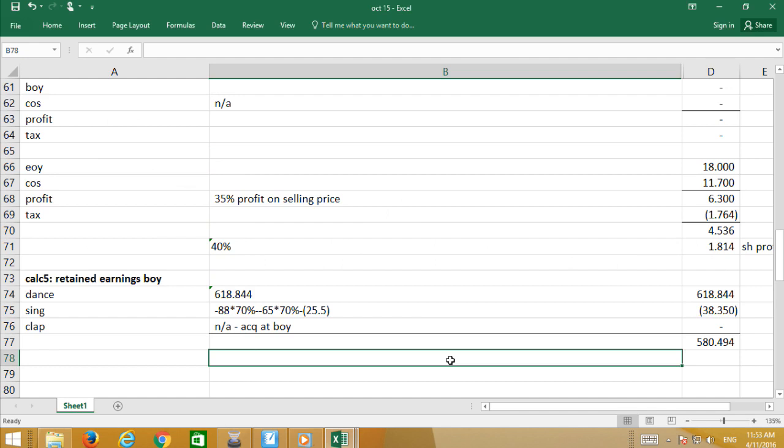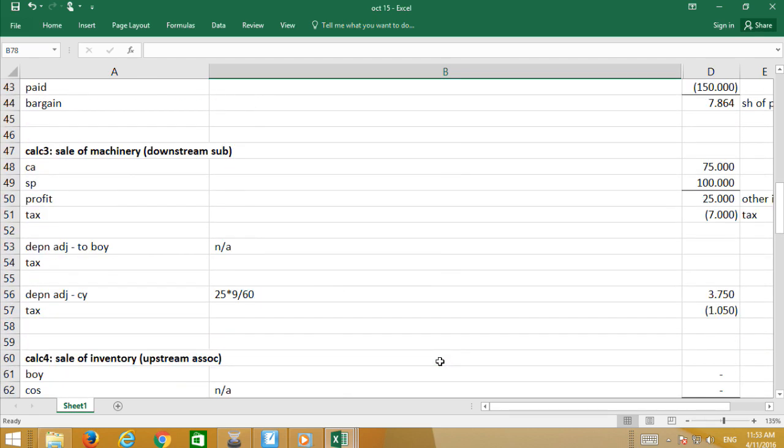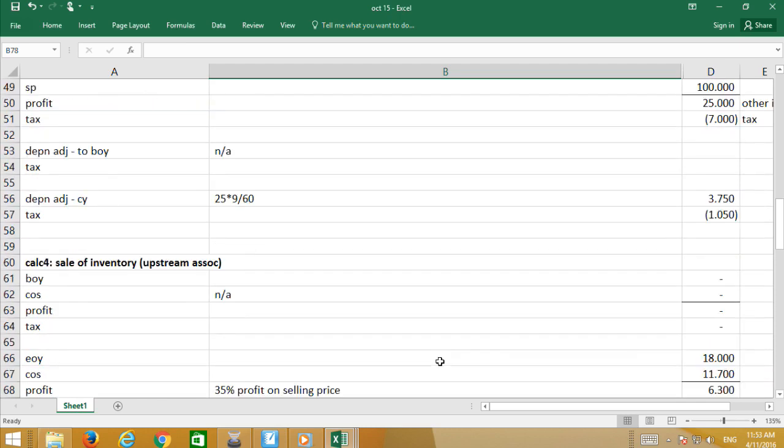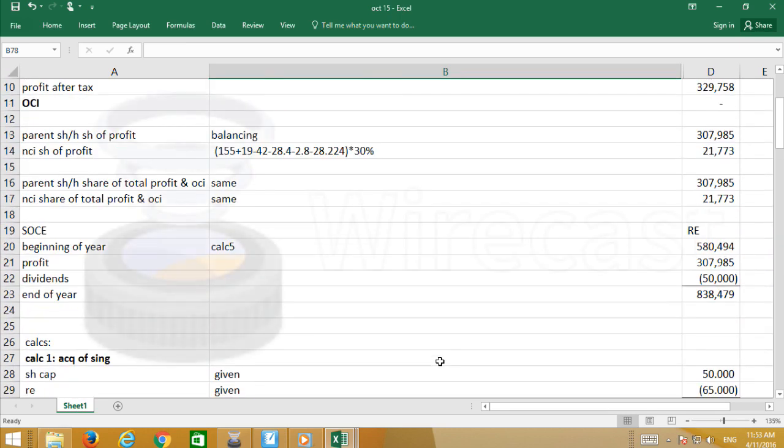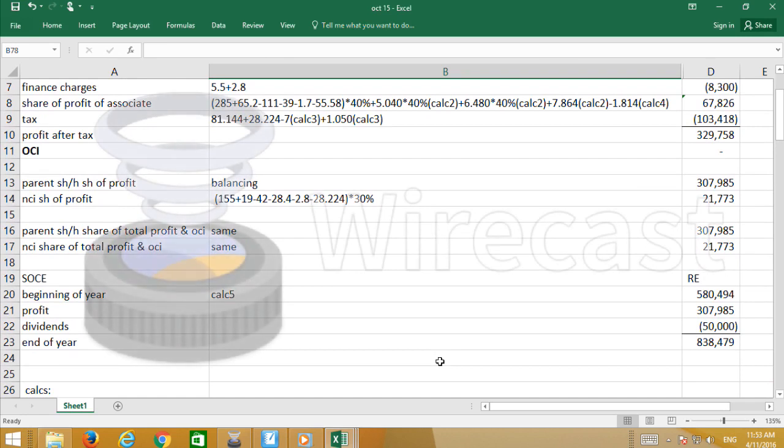And then the 25.5 is the write-off of the impairment of the goodwill. So those are the numbers I get, 580,494. Then the face of your statement of changes in equity, if you've got the 58494, where is it? Up here. This is the profit that comes from here, this profit number, and then it's the dividend that the parent paid of 50, giving you a balance at end.